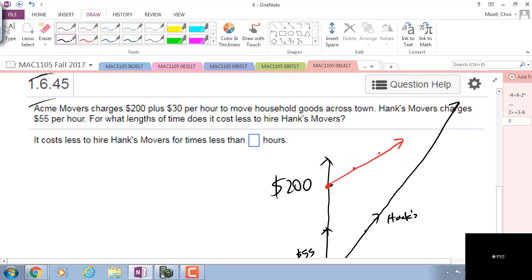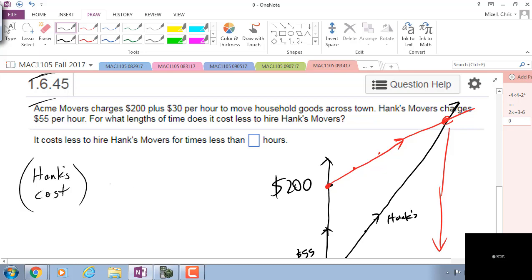If we move this up like that and push this over there, at some point in time, wherever it is, Hank will no longer be less than Acme. So we want Hank's cost to be less than Acme's cost. And we want to know for what values of x, if x represents the time it takes.